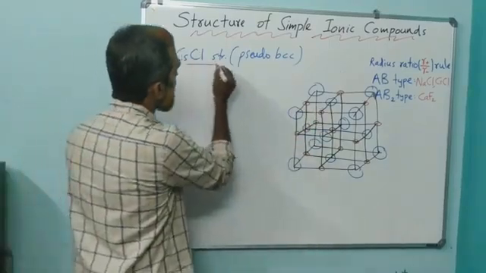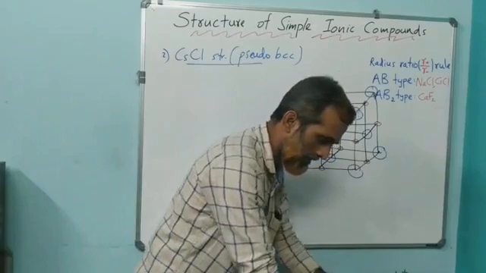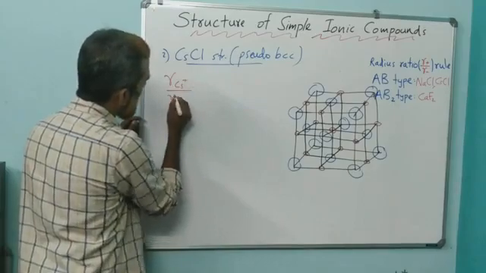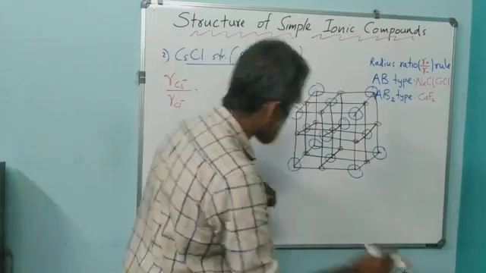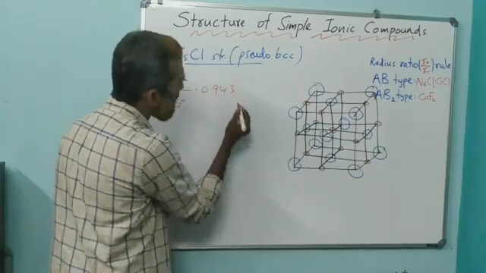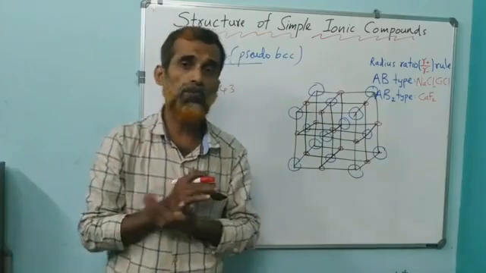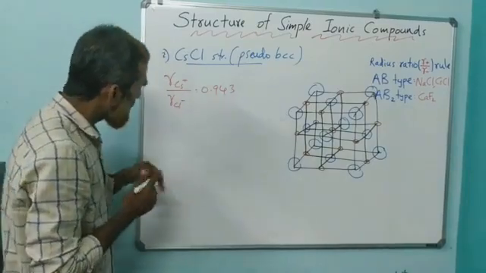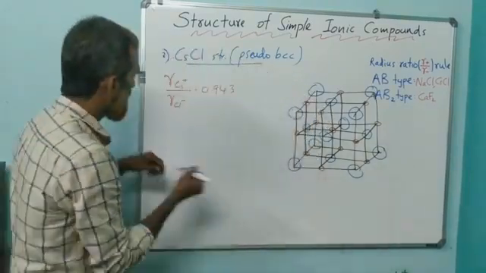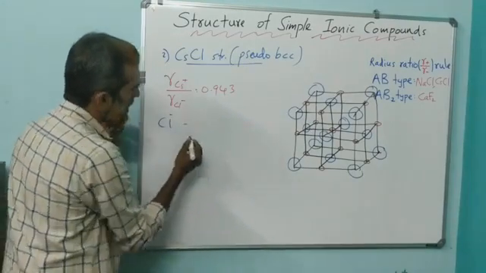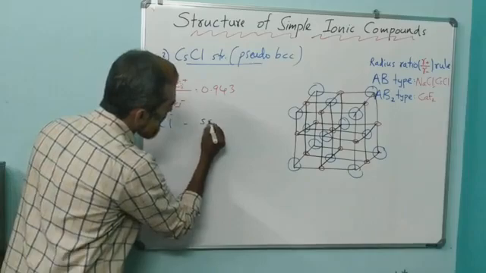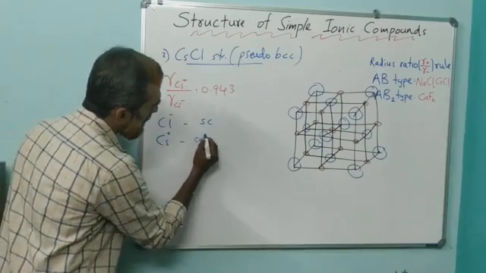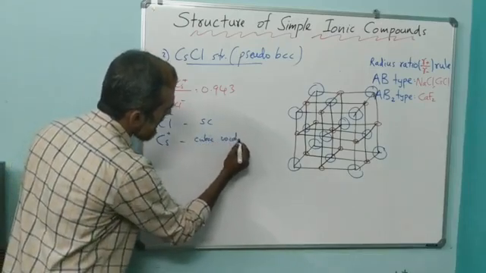Coming to cesium chloride, first we note the radius ratio. r Cs plus by r Cl minus is found to be 0.943. So this range belongs to which kind of void occupancy? Cubic void, isn't it? So that means the arrangement will be like this: Cl minus has a primitive cubic or simple cubic arrangement, and Cs plus enters all the cubic voids. So this is the arrangement.